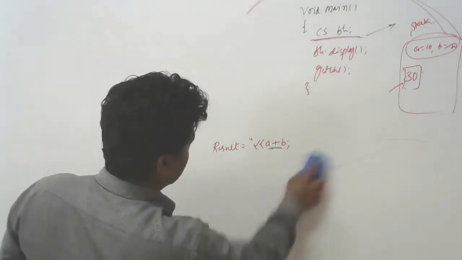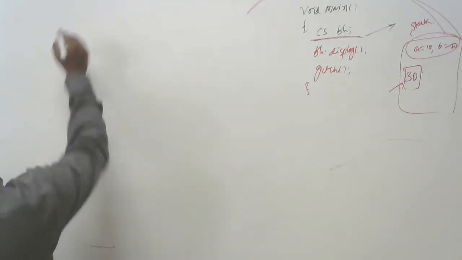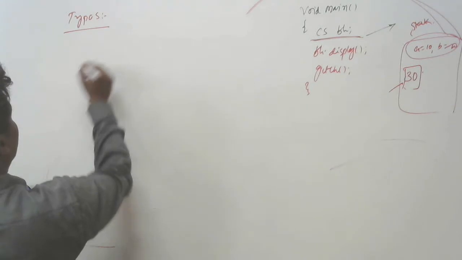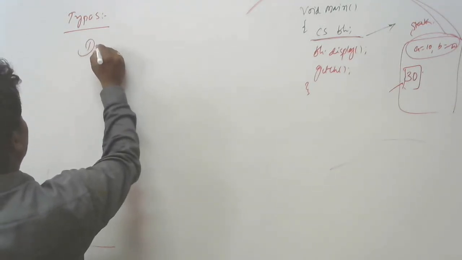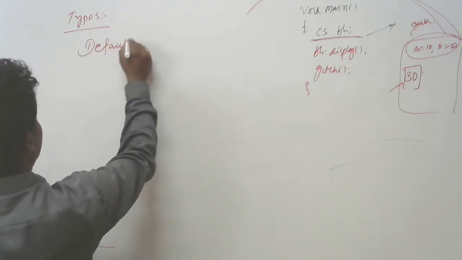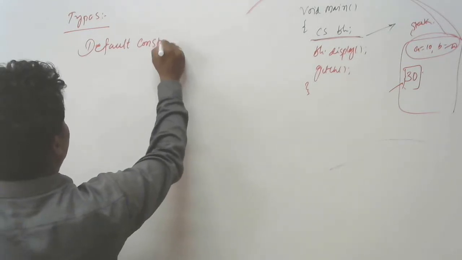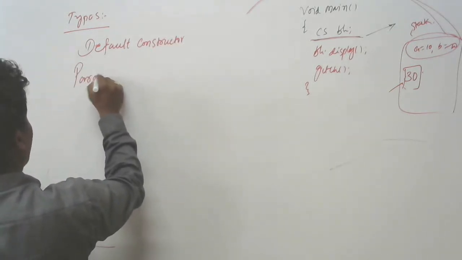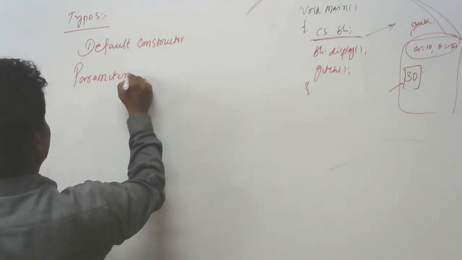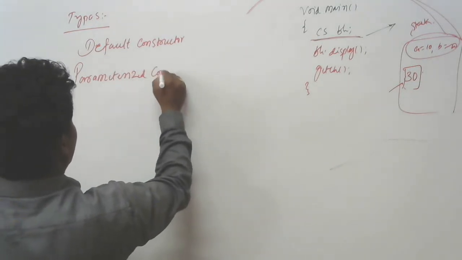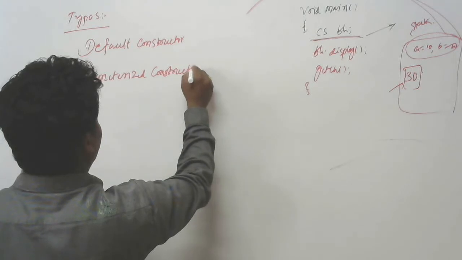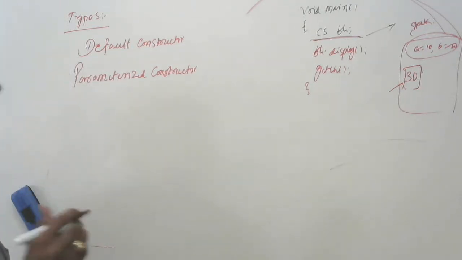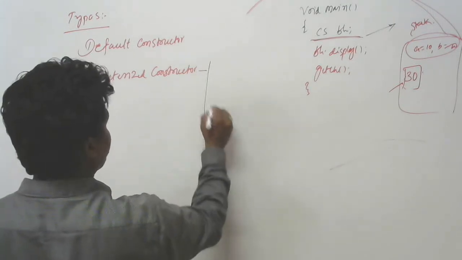Types of constructor. First one is default constructor. Second one is parameterized constructor. This parameterized constructor will be defined in three different methods.